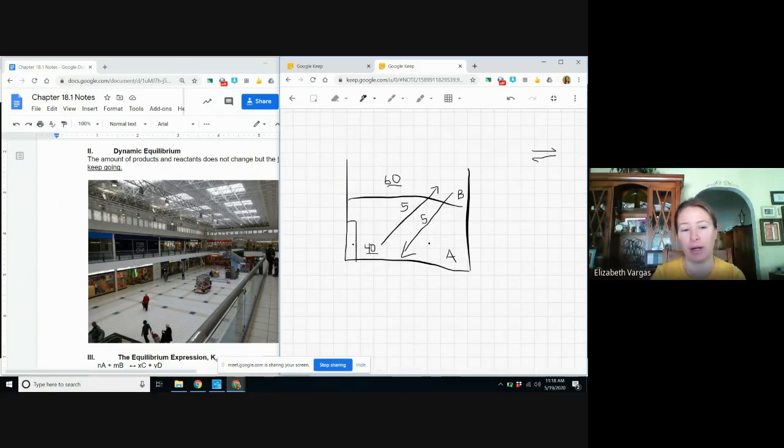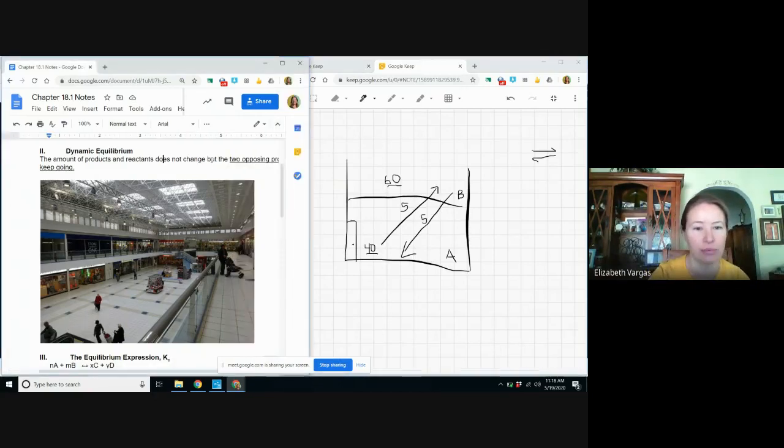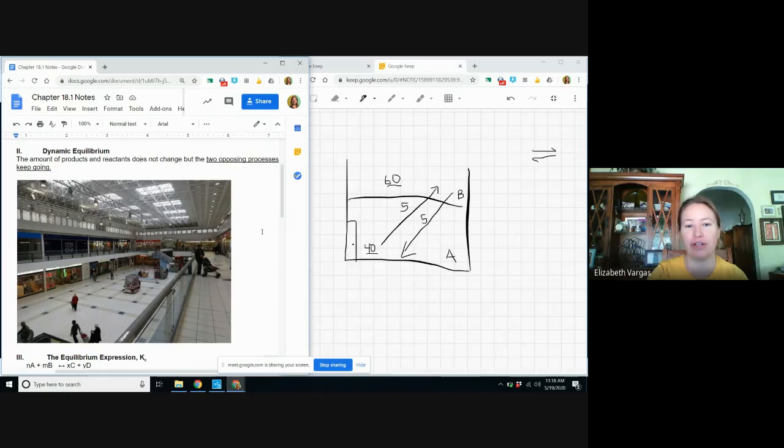That's the dynamic part. In a reaction, the molecules are still reacting. So I will have A still turning into B. The A's aren't all the same molecules, and the B's aren't all the same. They're going to keep going. So it's kind of like changing, but at the same time, it's constant. There's a balance point between them. So that's our dynamic equilibrium, and that's a really important concept for you guys to understand.